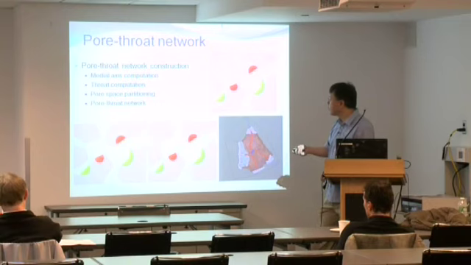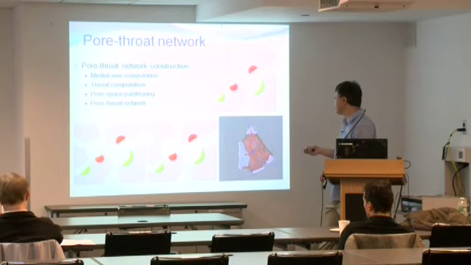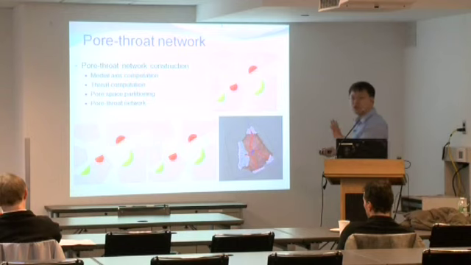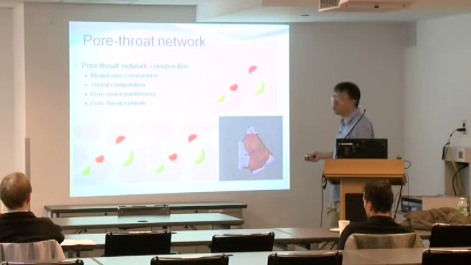And then we compute a throat for each medial axis path. The throat is the minimum cross-section along the medial axis. So we compute a throat for each medial axis path. Then using this throat, we can partition this pore space into pores. So in this case, this is one pore body, and this is one pore body, and one pore body. So we have 7 pores in this image.